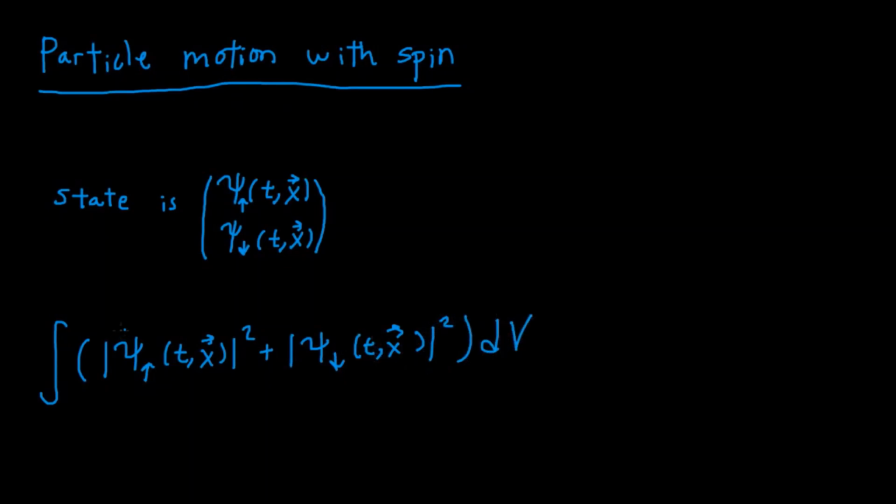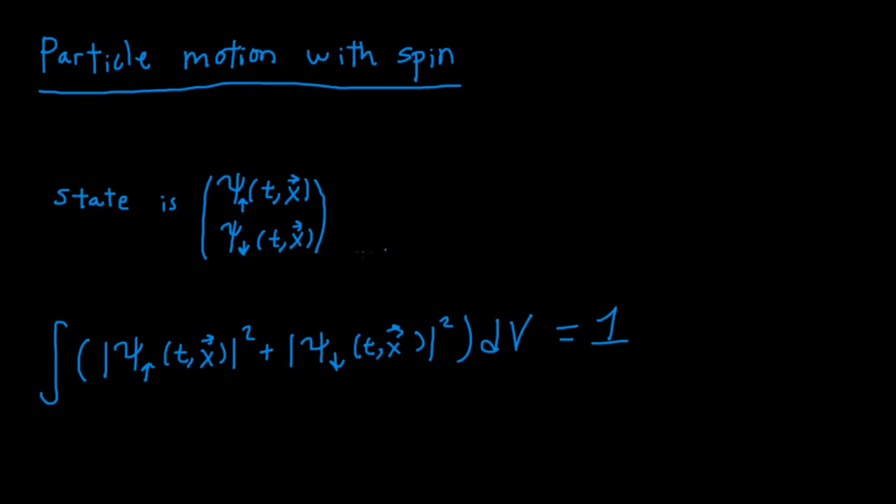So you were fixing time and integrating over all spatial positions. This is what has to be equal to 1, and this is our normalization condition. This is just saying that the probability of finding the particle anywhere in space with any particular spin, either spin up or spin down, has to be equal to 1. So that's a normalization condition.